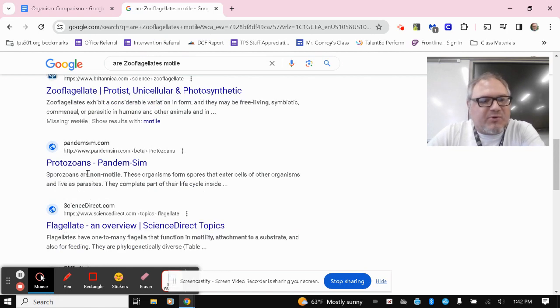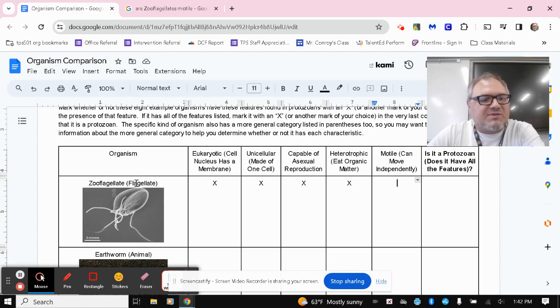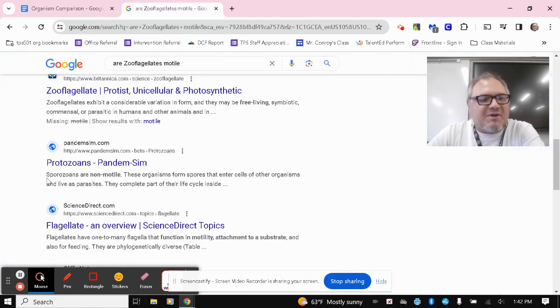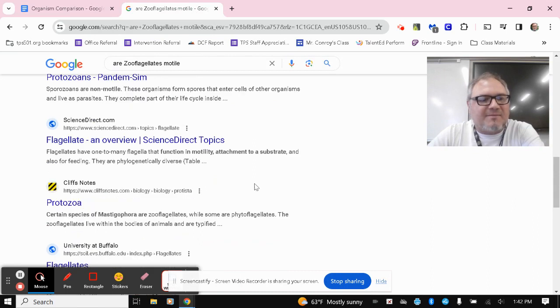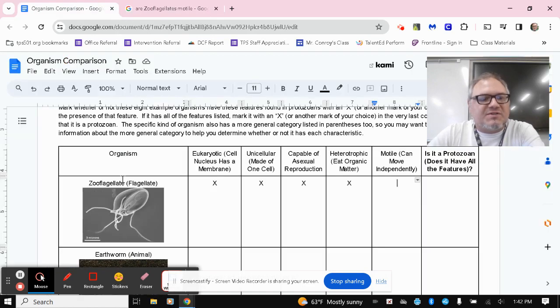This one here says sporozoans are non-motile. So again, keep in mind, we're not looking at a sporozoan here. It's a flagellate. This is why it's important to look at various sources as far as what we're talking about here. It does say flagellates have one to many flagella that function in motility. We do know the zooflagellate is a type of flagellate because, again, we had that as the subcategory for it.